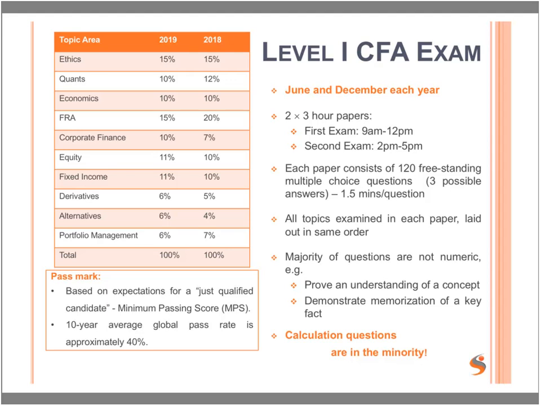Each paper consists of 120 freestanding multiple choice questions. Each question has 3 possible answers, and each question is freestanding, so if you make a mistake in a previous question, it won't carry on to the next one. In total, you've got 1.5 minutes per question. All of the 10 topic areas are examined in each of the 2 papers, and they are all in the same order. They follow the order of the CFA Institute curriculum. So they start with ethics, then quants, economics, this order here, FRA, corporate finance, etc.